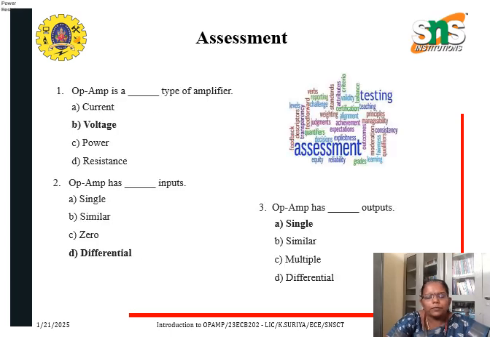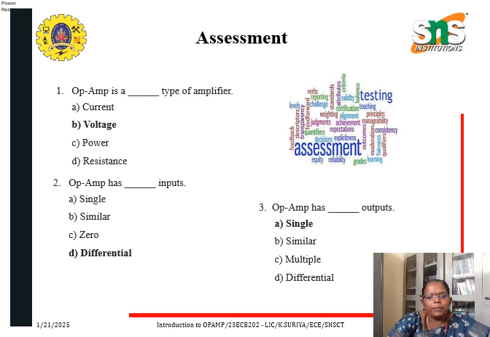Hope you understood some of the basics of operational amplifier. Let us take up some assessment questions. It is a dash type of amplifier. The options are current, voltage, power, and resistance. Basically, op-amp is used to amplify the voltage. So the answer here is voltage.